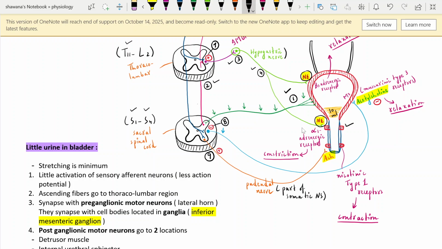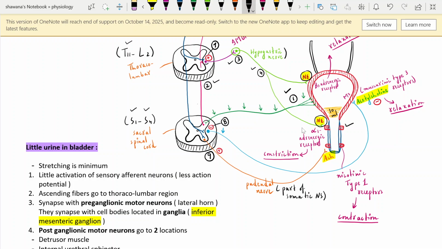In the internal urethral sphincter, there are special kind of receptors known as alpha 1 adrenergic receptors, and when norepinephrine stimulates or synapses with these receptors, it will bring about constriction or contraction. What does it mean? It means that for not to urinate, because there is small quantity of urine, we need to store the urine in the bladder, right? We do not want to pee right now, right?